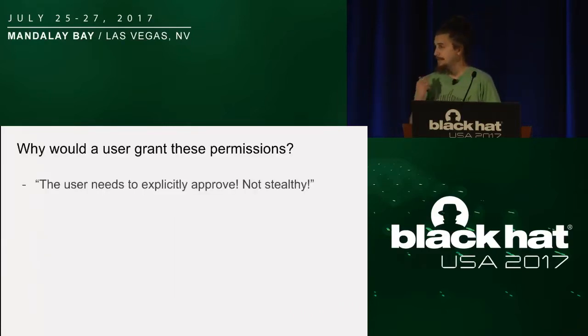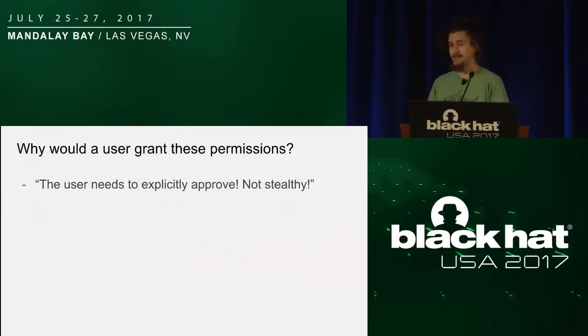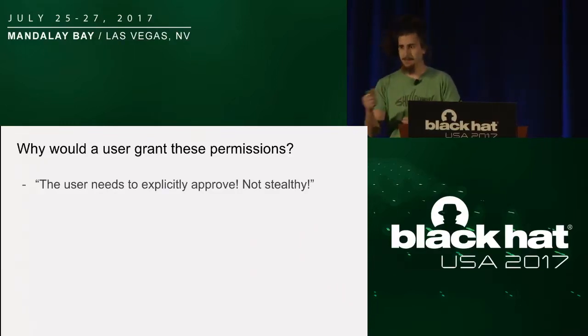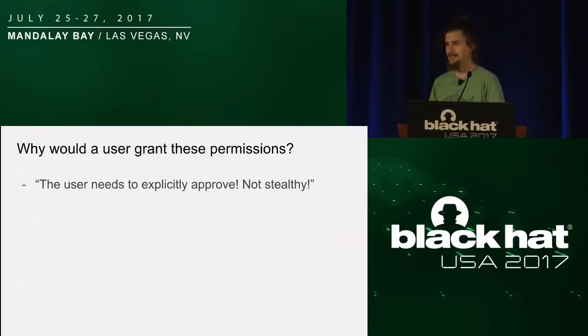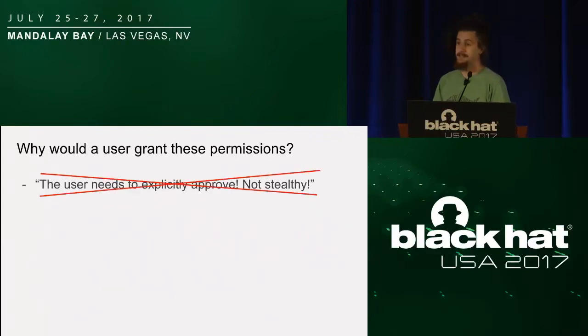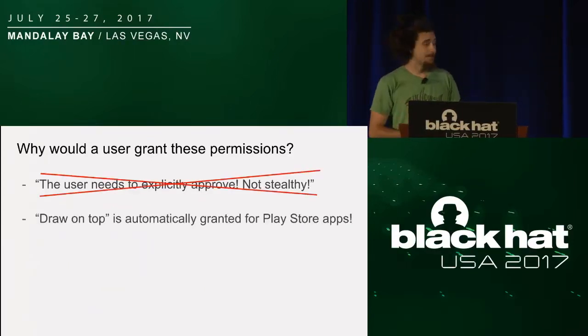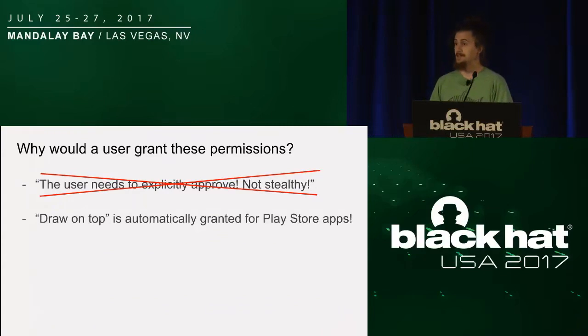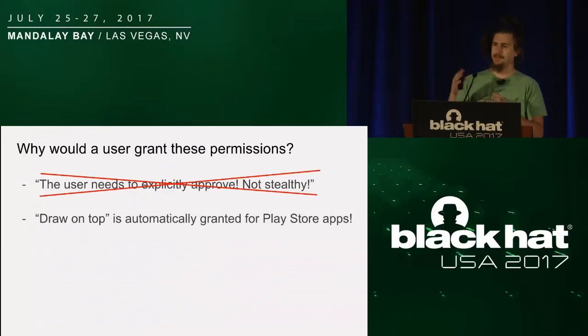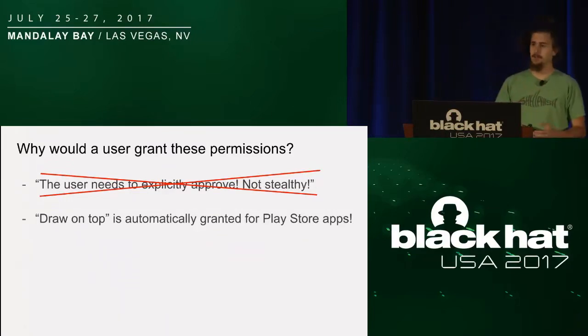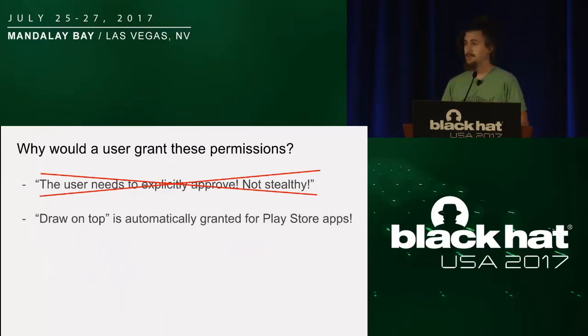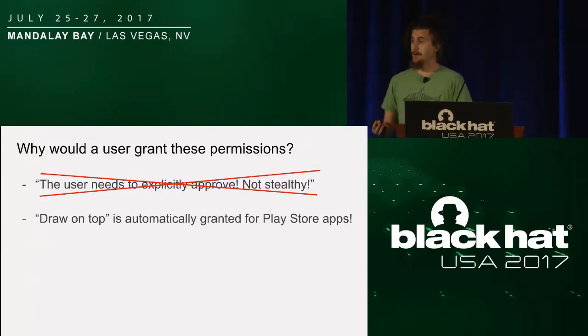Now, the question you might have in your mind is, why would a sane user ever grant these two permissions, right? You know, if a user needs to manually enable this, it's not that stealthy an attack, it is not practical. Well, it turns out that's not the case. What we found is that the draw on top permission is actually automatically granted for applications coming from the Play Store. The reason is that before Android, I don't remember which version, the draw on top permission was considered a normal permission, but then Google understood that it's actually quite powerful, and so it classified it as a dangerous one.